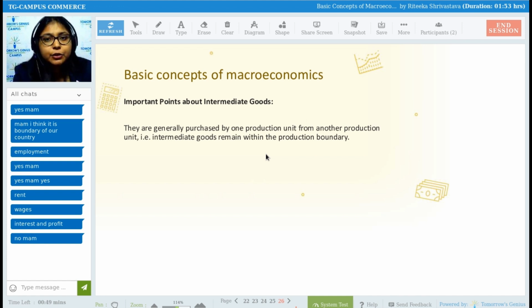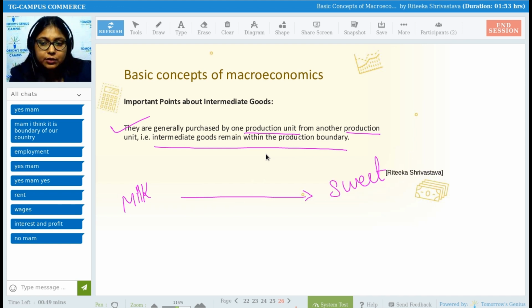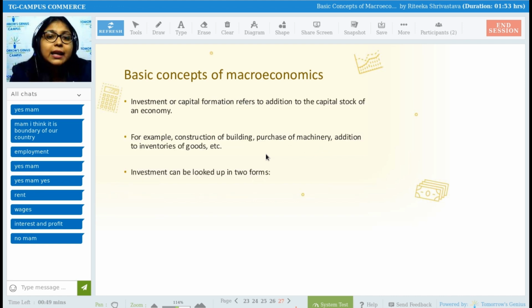Few important points about intermediate goods. First, they are generally purchased by one production unit from another production unit. That is, intermediate goods remain within the production boundary. Milk producer will give this milk to the sweet producer, and this milk is still in the production boundary because it is going to get used in producing the sweets.